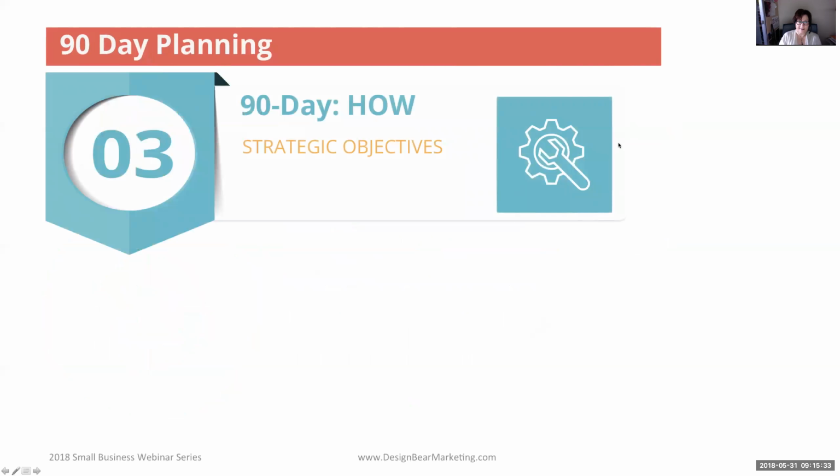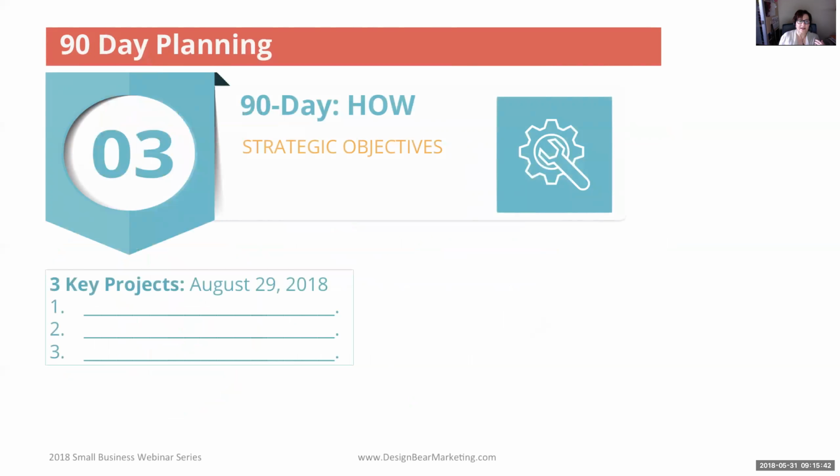Now the 90 days. So it is June, right? It's going to be June. And these are where our strategic objectives really come in. And I'm going to send you the sheet, but I want you to think about 3 key projects that you want to have accomplished by the end of August, right? That's your 90-day mark. You need to have a deadline. You need to look out at the next time that you're going to do your goal setting. What are the 3 things that you want?